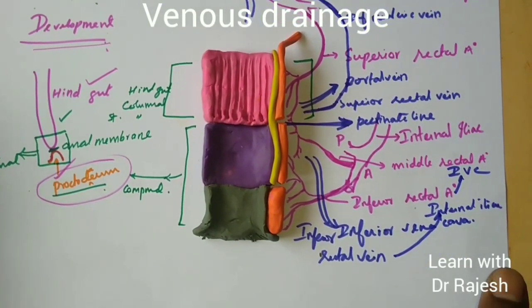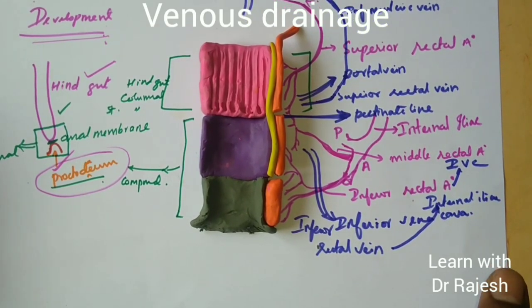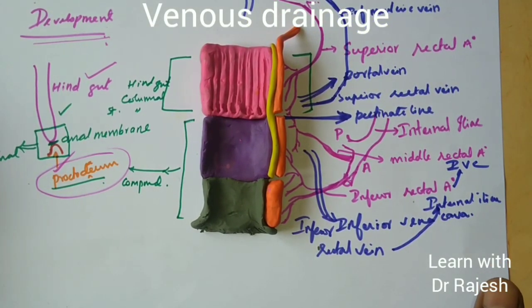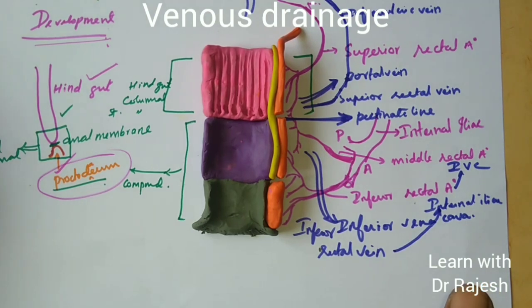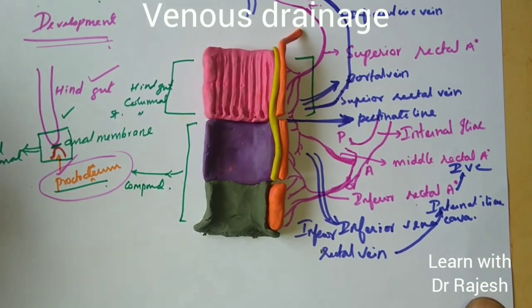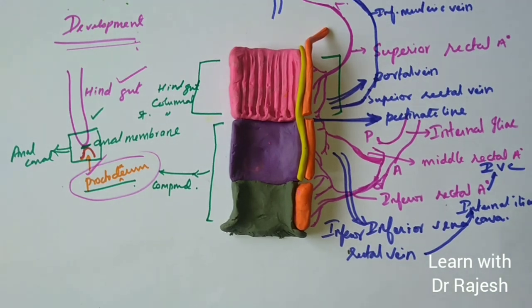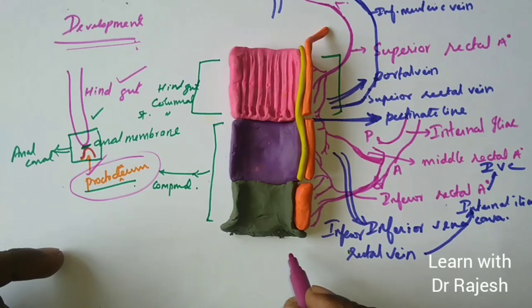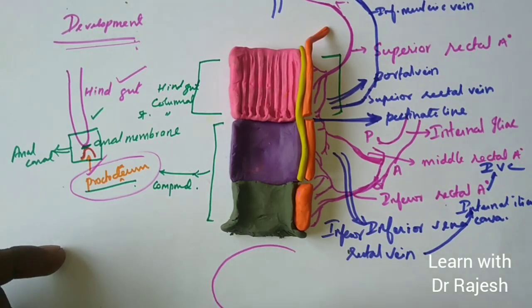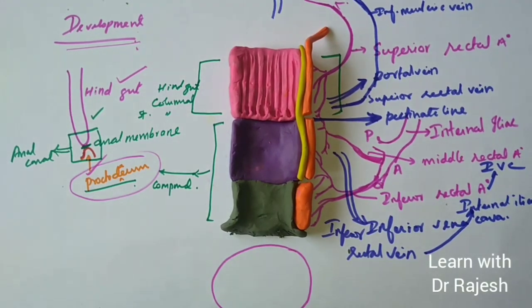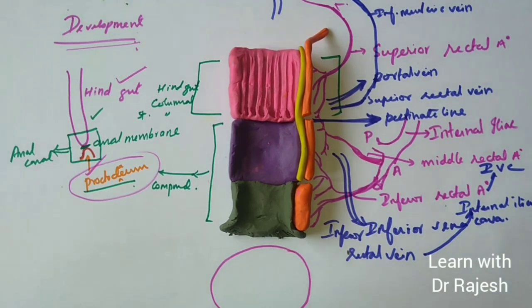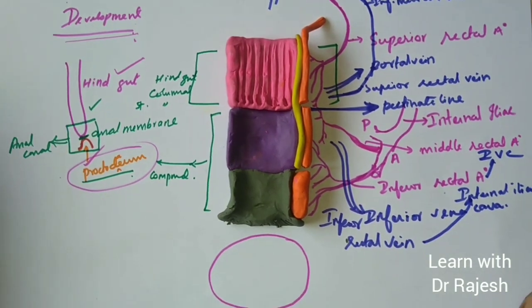Since we have studied this much, we can now understand the mechanism and position of hemorrhoids. Already I said the submucosa is highly vascular, and this vascular submucosa is mainly thickened in 3 positions.